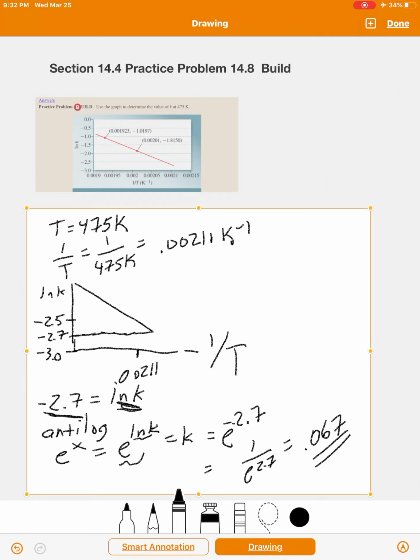You can tell just by looking at that graph, just eyeballing it, that it's going to be somewhere between negative 2.5 and negative 3. So it's going to be around that number there. So hopefully that helps you out for this particular problem.